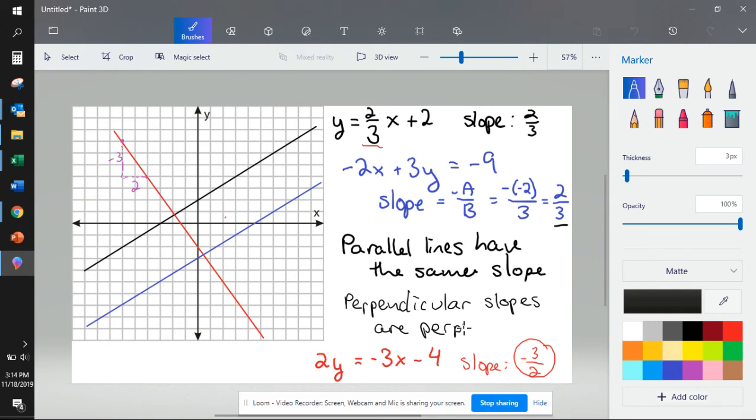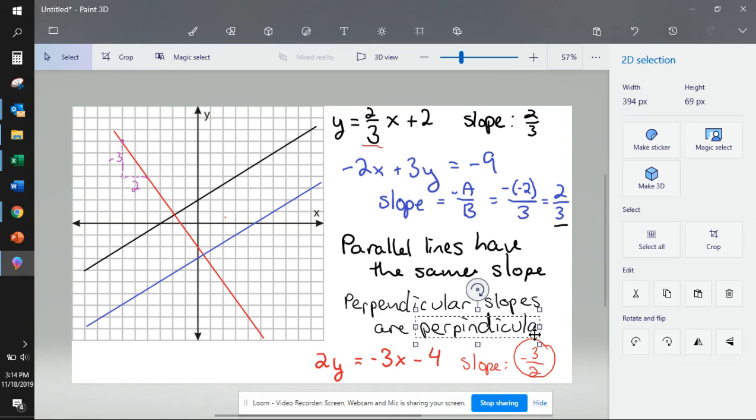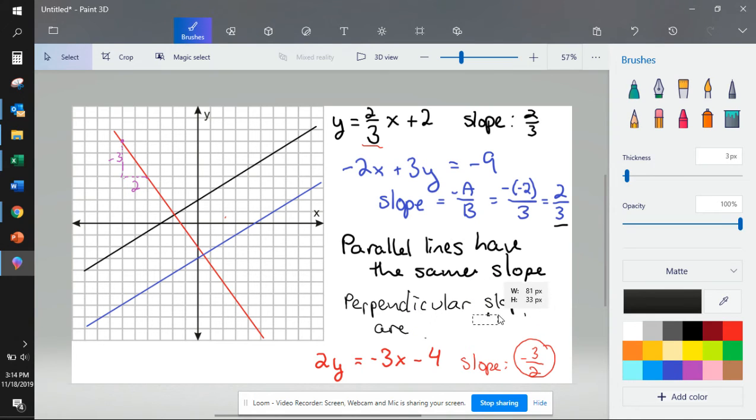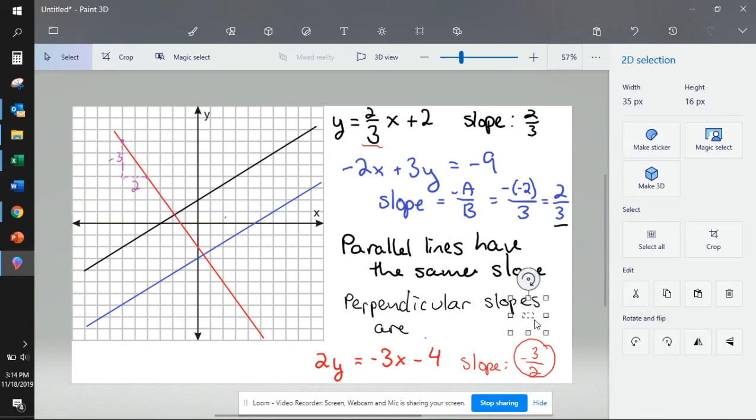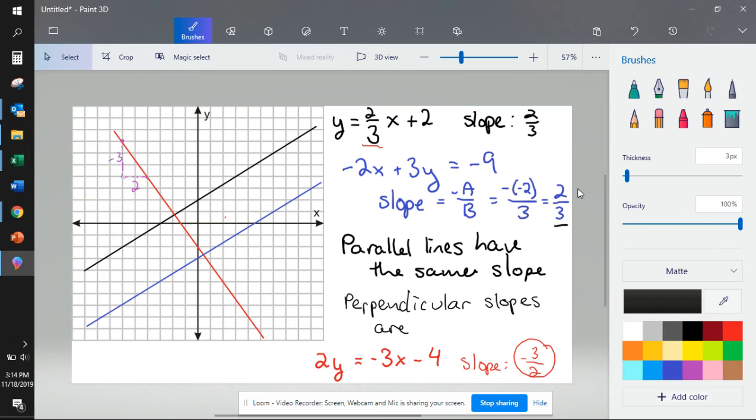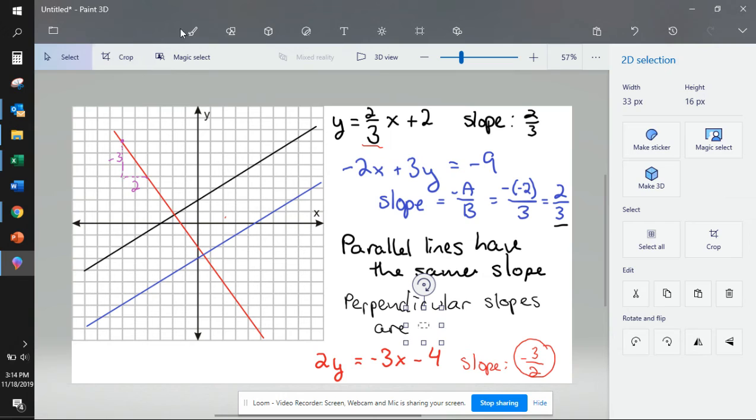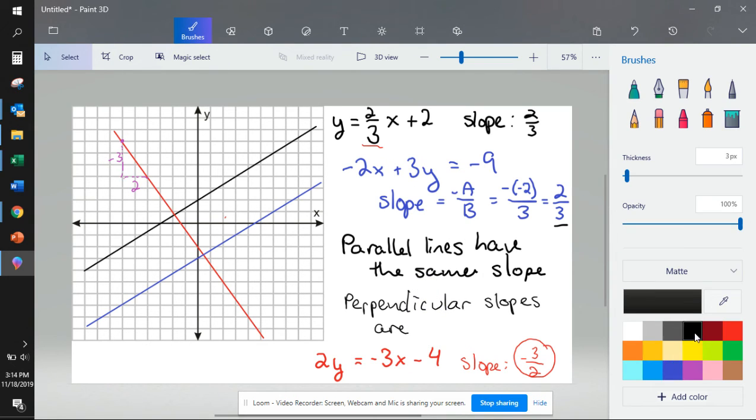And I'll draw this down here. Perpendicular slopes are negative reciprocals. I wish I knew how to edit this out of here. What in the world is going on here? Oh, that's why. I need this up here. Negative reciprocals.